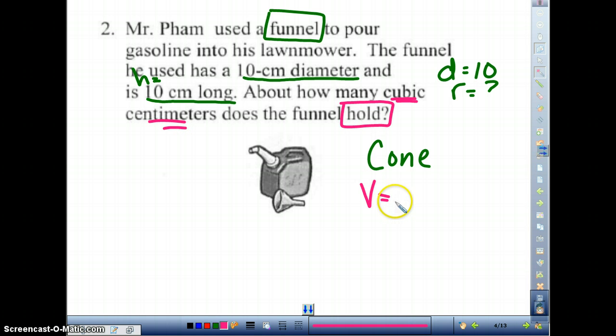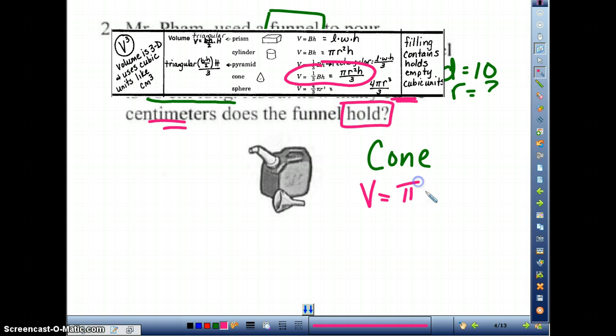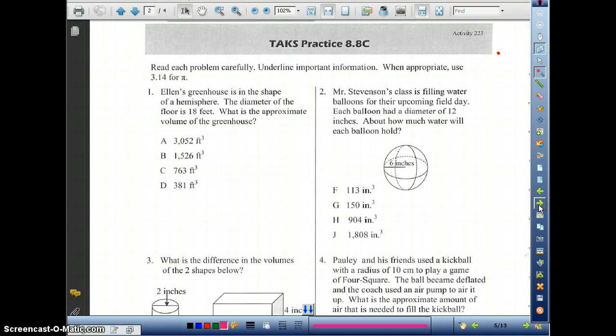So now you just need to find a formula. Let's see, volume of a cone. You're going to use that formula right there. Pi, radius squared, height divided by 3. Don't forget to divide by 3. All right. Let's look at this sheet right here. Let's see which ones you might struggle with here.